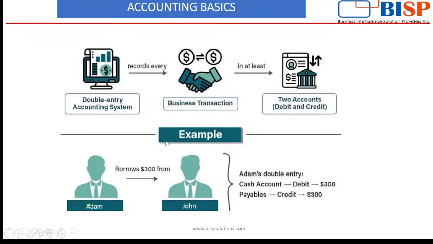Here we see the example of Adam and John. Adam is the borrower who is borrowing $300 from John. Adam, the person who is borrowing, received the cash amount of $300. Now he has to pay John. After some time, it is a liability for Adam to pay $300. So in his books he debits cash, and on the other hand he credits that amount. This is how it tallies. So this is the general accounting basics.